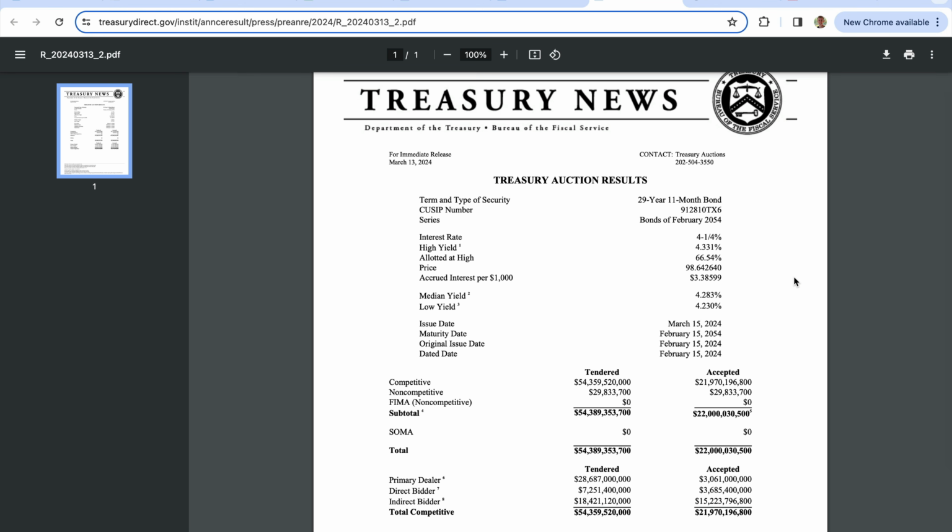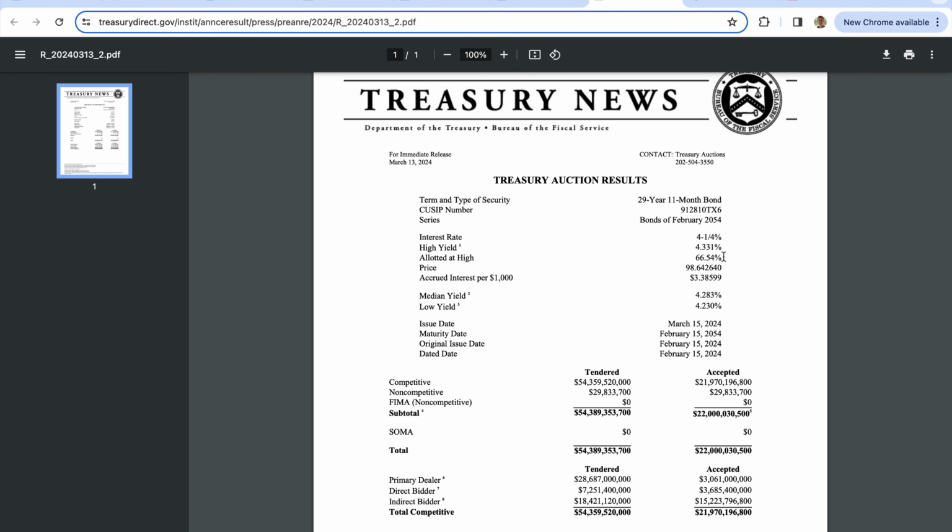Now here are the competitive Treasury auction results, and hopefully this makes a whole lot more sense now that we've gone through that example. Starting down here with the low yield, you can think of this as the top bidder on that previous chart that we just looked at. The one who's willing to take it for the least was at 4.23%. The median yield, just meaning the middle, was around 4.28%, and the high yield was 4.33%.